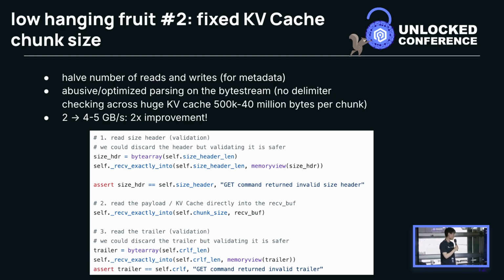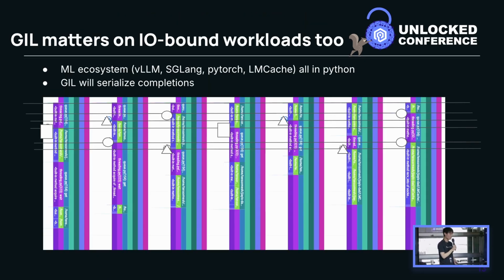And so this is already way past what we're at, but because we're still working in Python, there's definitely room for improvement. So why are we working in Python? It's not the best performance language, just because the ML ecosystem is all in Python. PyTorch, vLLM, SGLang, all these serving engines. So LMCache is also a project in Python.